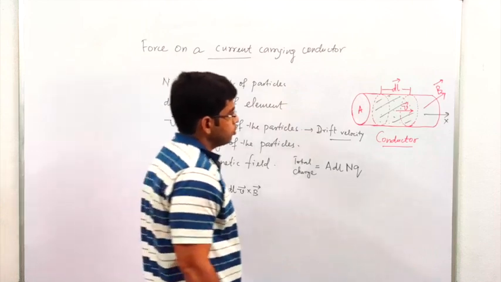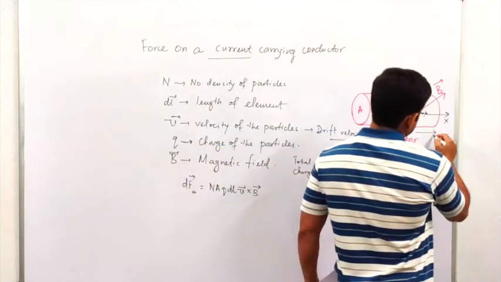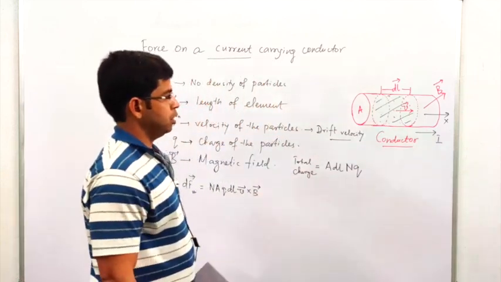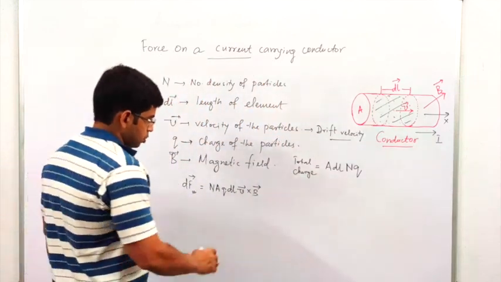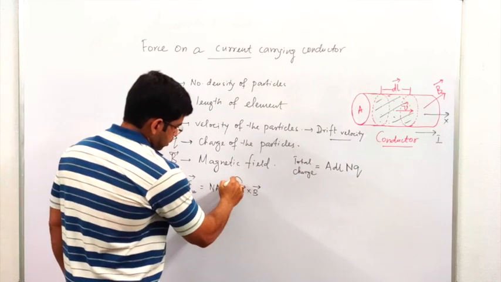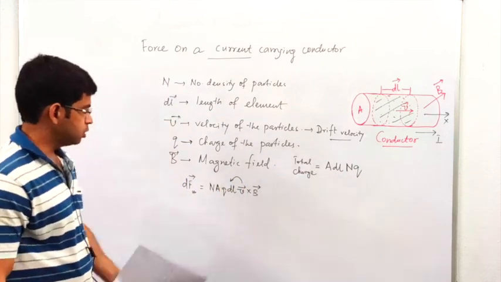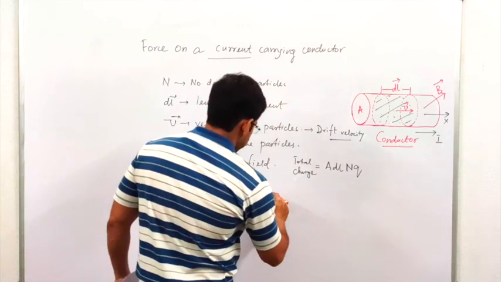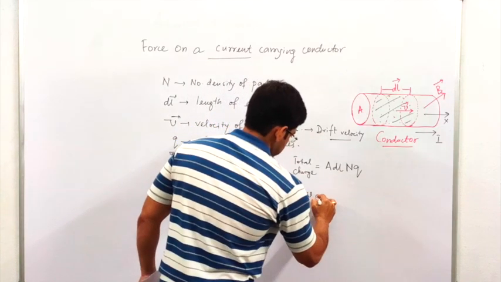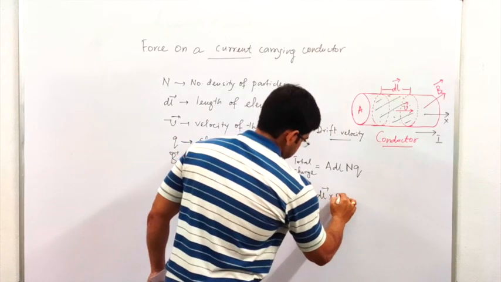So the direction of the velocity and the direction of the current and also the direction of the length element are all the same. So here we can interchange the unit vector from the V to dl, and we can write this equation as nAq v dl cross B.